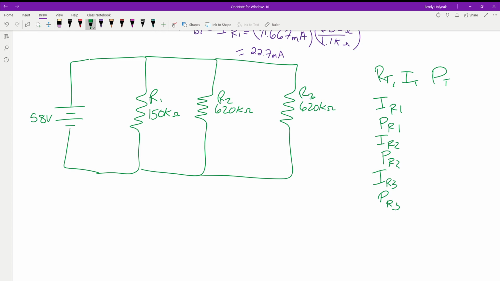What I want to solve for, what is my resistance total? What is my current total? What is my power total? Then I want to know the individual currents and powers through each of the resistor branches. Because again, if we wanted to go build this thing, we have to take power into consideration to determine what size of resistors we need to get.